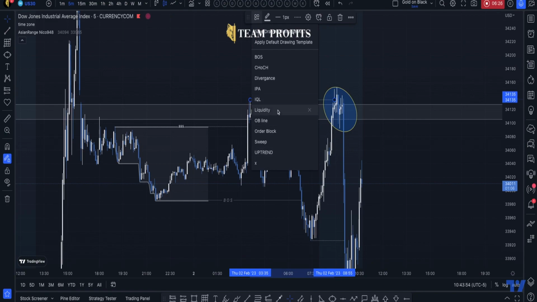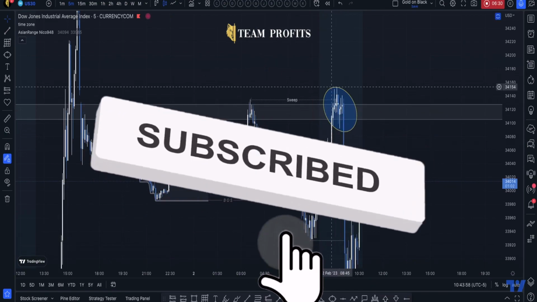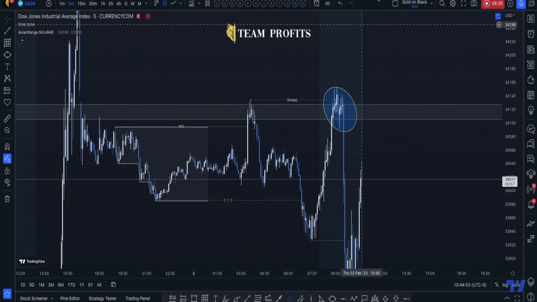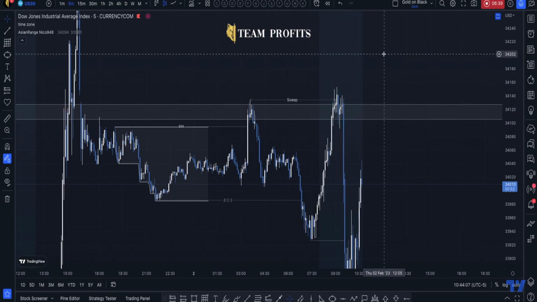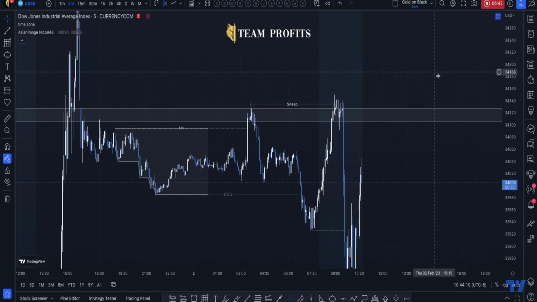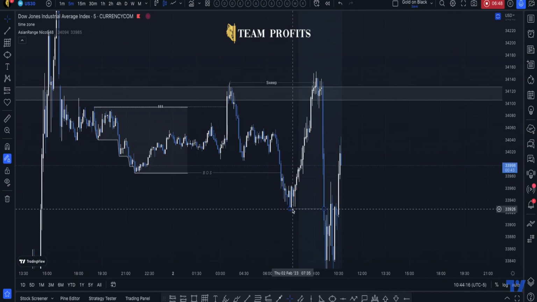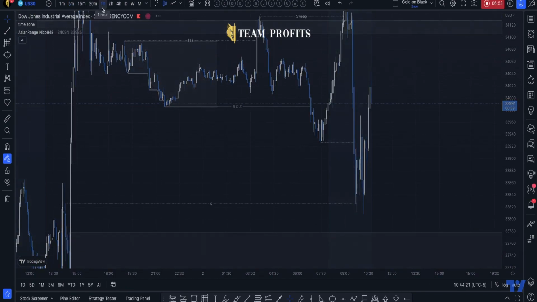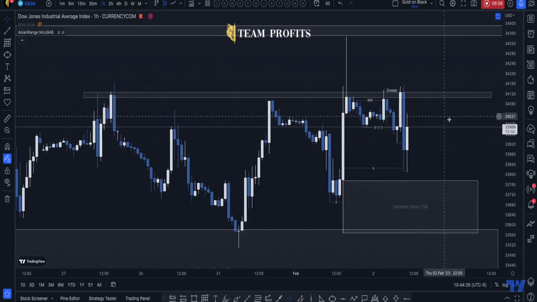Some traders could consider this as a change of character, but it's a false change of character. The market was trying to induce buyers to jump in, right, but not noticing that the market needs to take more liquidity, right? What is that? After sweeping the London highs, it's going to come back down to now sweep the London lows.